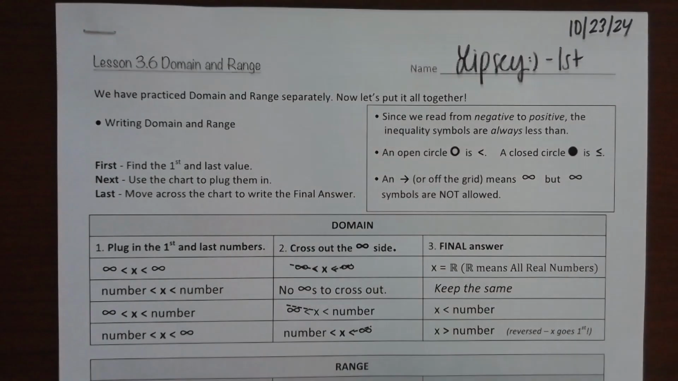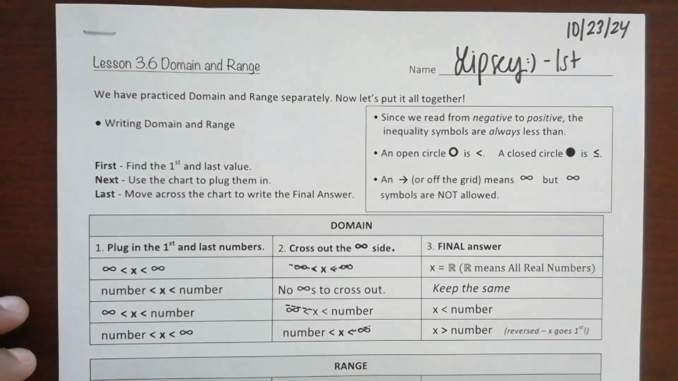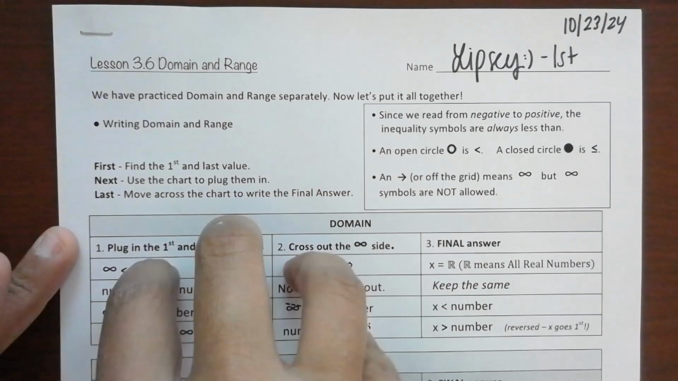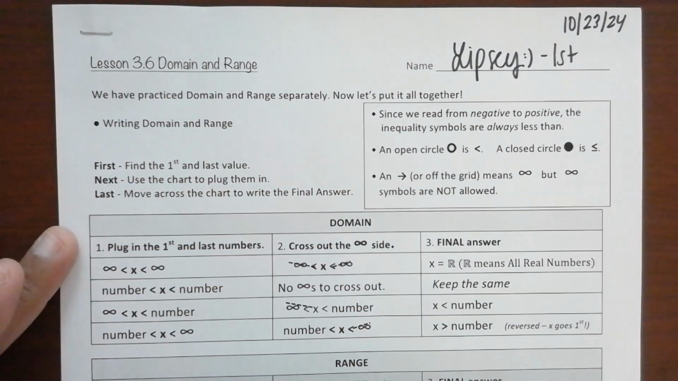Okay? Talking about domain and range. What variable goes with domain? X. What goes with range? Y. So we have practiced domain and range separately. Now we're doing it together. Remember, these two charts you can use if you'd like.